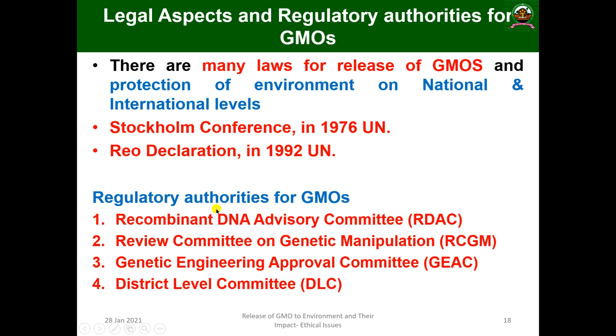Then who are the authorities? If you want to release a genetically modified organism, whom should we approach? There are agencies in the Government of India, the central government as well as the state government. Even at the district level, we have committees to strictly regulate. Without their permission, you will not be able to do any genetic manipulation of any living organism that is already present.